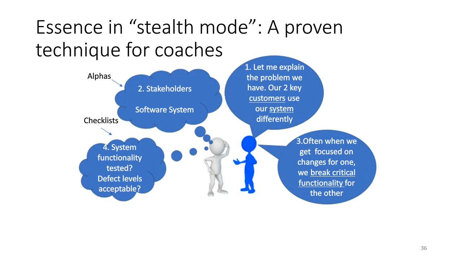The client then continues to explain the problem, as you can see in bubble 3. And they explain it by telling me that when they make changes for one customer, they too often break critical functionality for another. This leads me, as you can see in bubble 4, to go deeper into Essence in my head, thinking about key checklists in the software system alpha, system functionality tested, and defect levels acceptable. So from here, the conversation continues as I raise questions about testing practices and defect practices, and this helps us drill down until we locate the root cause of the problem.